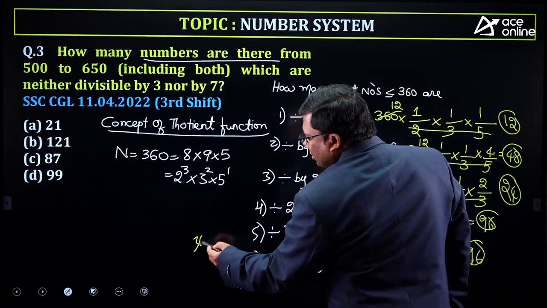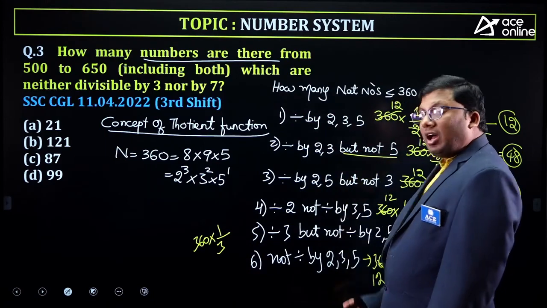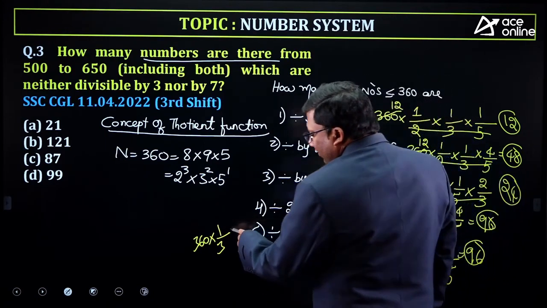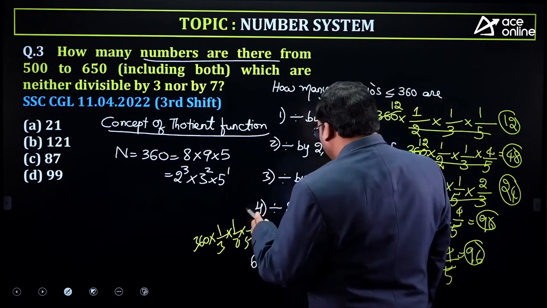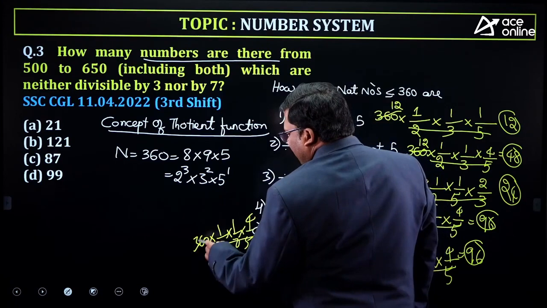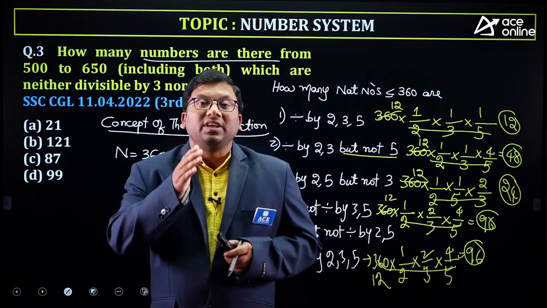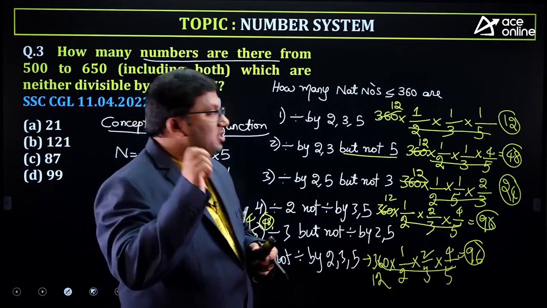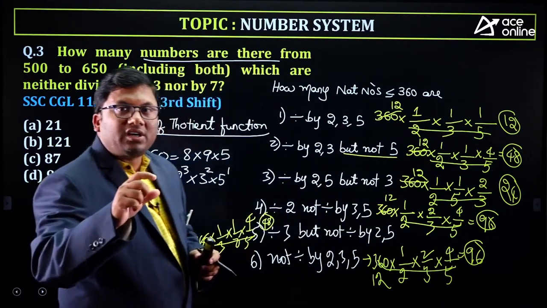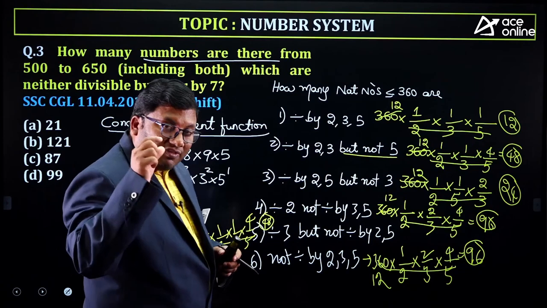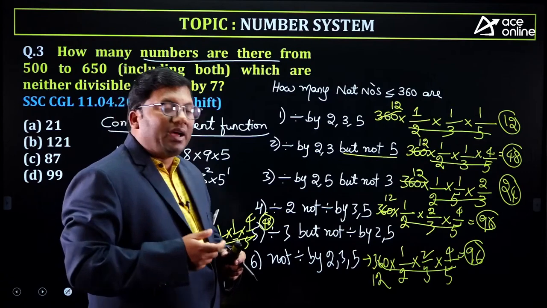For every 360 consecutive numbers, for every 3 numbers, 1 number is divisible, but not divisible by 2 and 5. For every 2, 1 number is divisible, 1 is not divisible. For every 5, 1 number is divisible, 4 not divisible. 6 5s are 30, 12 4s are 48. I hope the idea is very much clear. For every 2 numbers, 1 number is divisible. How many are not divisible? 1 minus 1 by 2. For every 3 consecutive, 1 number is divisible. How many are not divisible? 1 minus 1 by 3.